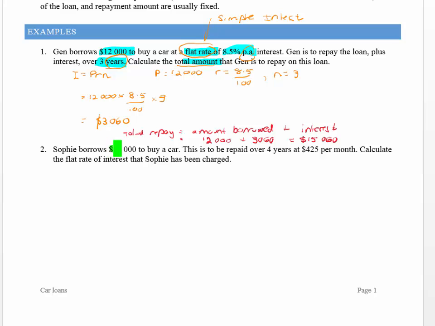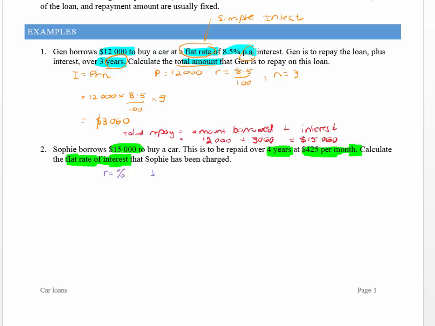Sophie borrows $15,000 to buy a car. This is to be repaid over 4 years at $425 per month. And we need to calculate the flat rate of interest that Sophie has been charged. Now, flat rate of interest in this case is talking about R, my interest rate, which has to be a percentage. So let's have a look at what I have here.